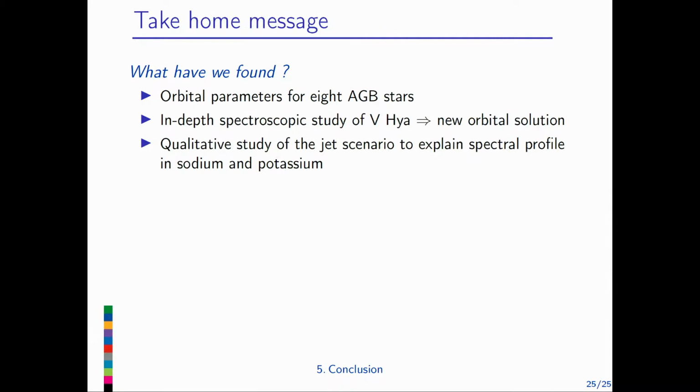So I will finish with this take-home message. What have we found and what have I exposed here? I've exposed that we have found orbital parameters for AGB stars. So we found spectroscopic binaries among AGB stars, and we performed an in-depth spectroscopic study of V Hydrae. So we obtained a new orbital solution for this star, and we have studied the spectral profile of the potassium and sodium, and studied the scenario of a possible absorption by a jet cone.